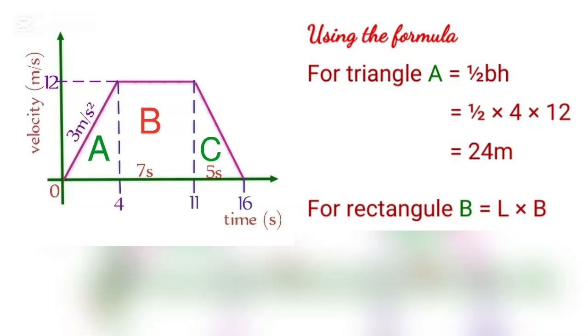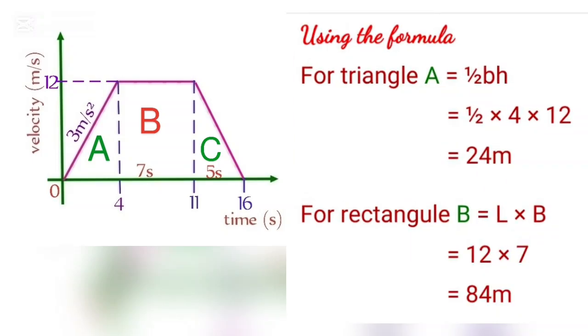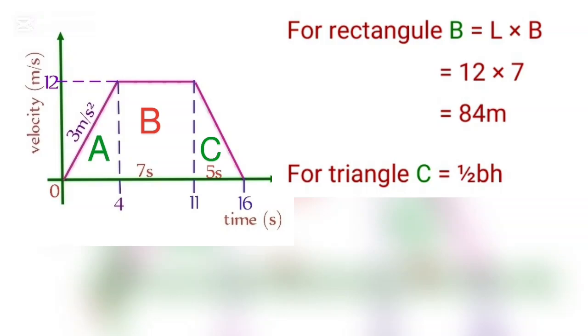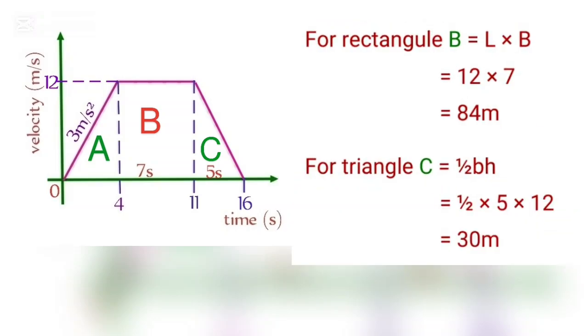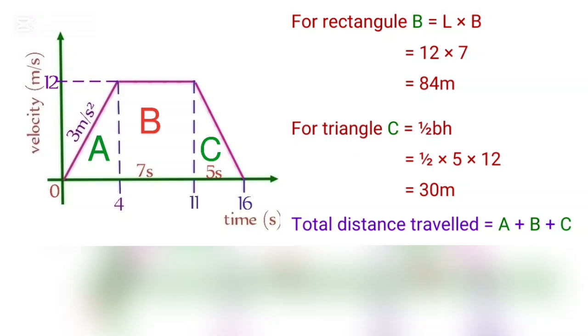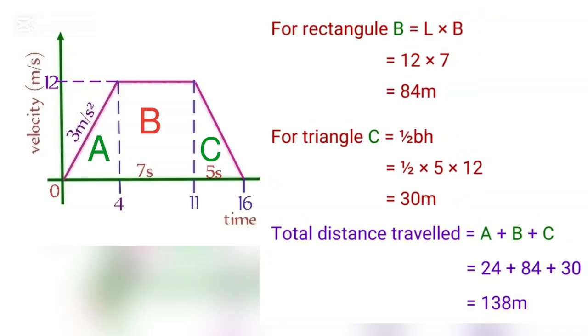For rectangle B, using the formula length times breadth, is equal to 12 times 7 equal to 84 meters. For triangle C, equal to half base times height, equal to half times 5 times 12 equal to 30 meters. Total distance traveled is equal to A plus B plus C, equal to 24 plus 84 plus 30 equal to 138 meters. The unit is meters for distance.